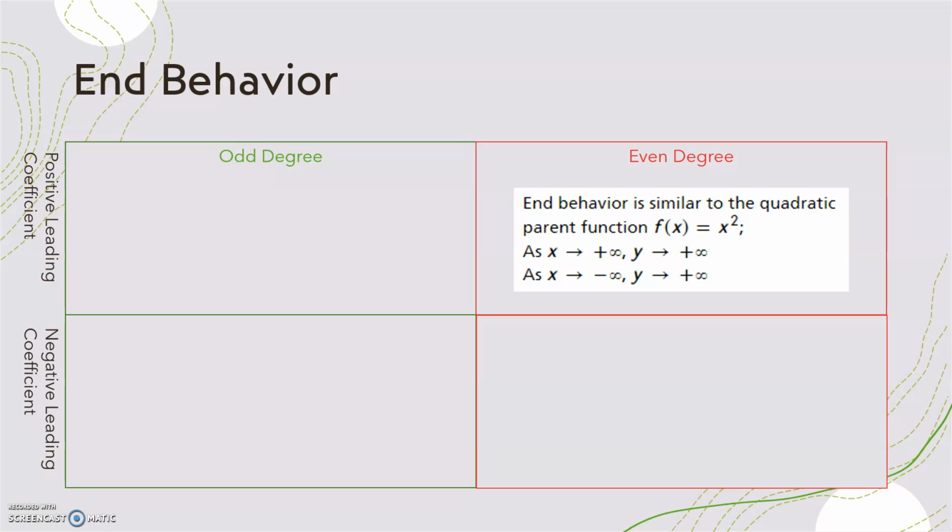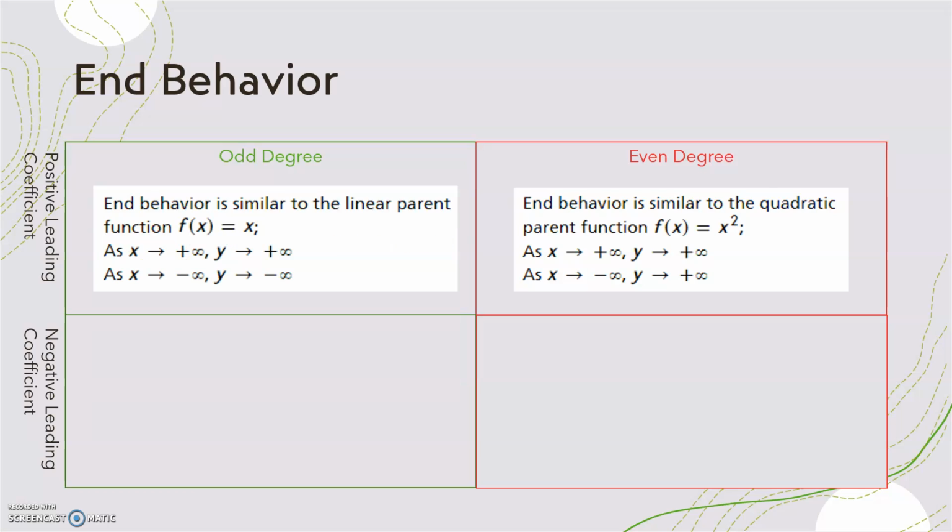Both ends of that graph point upward. So that one is going to look like a U shape. If it's a 4th degree, it still kind of looks like a U shape. Not the same U that we have for a quadratic, but similar. And both ends point up towards positive infinity.